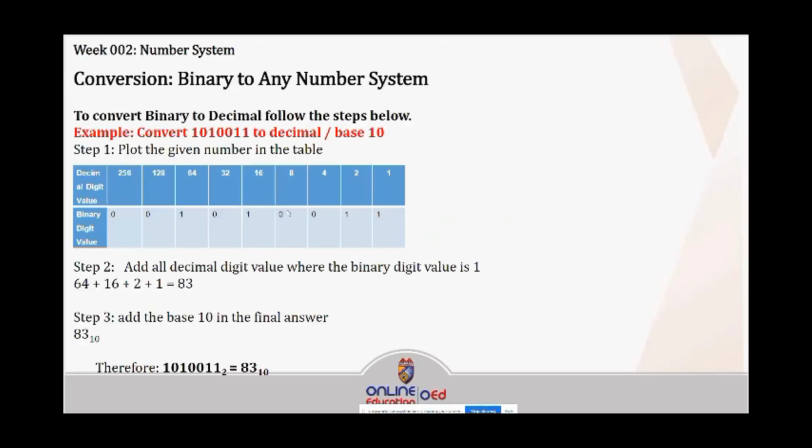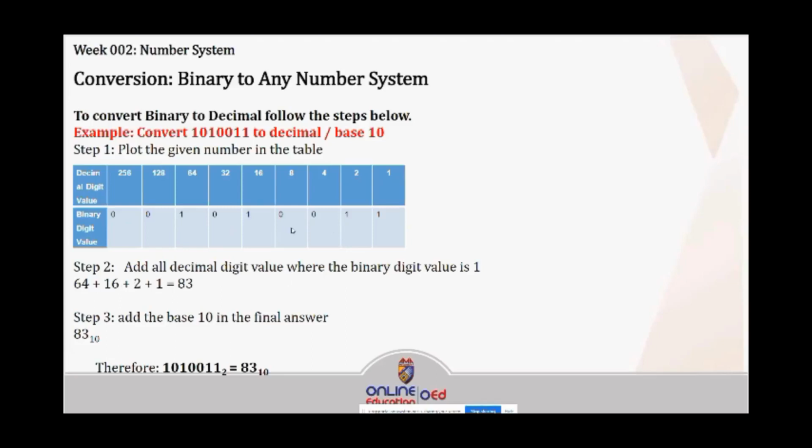And then you plot your binary from right going to left. That's why we have 1, 1, 0, 0, 1, and then 0, 1. That's how you plot it. And then, of course, we are going to compute based on those binary digits that are 1. For example, let's start from right to left. Here we have 1, it lines up with 1, that's why we have 1 here. Another 1 lines up with 2, so that's why we put 2 here.